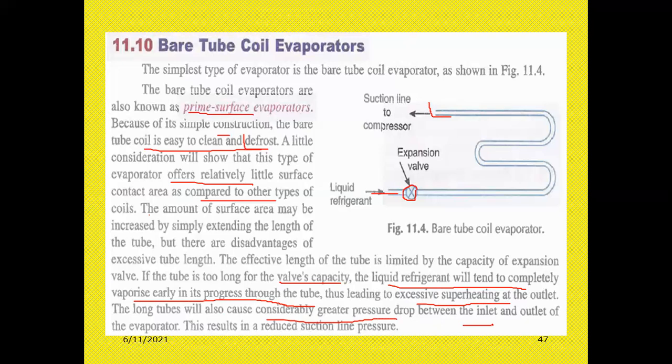So that's why the bare tube coil evaporator is the simplest form which can be used for the basic purpose, and it is very easy to clean and defrost. Okay, the length and the surface area depend upon what? The contact area, and the effective length of the tube is limited by the expansion valve. So based upon the specifications of the expansion valve, the length of the tube is adjusted, right?